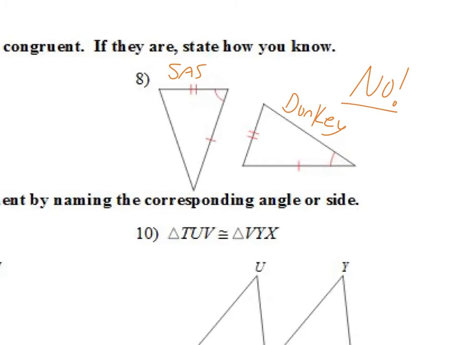Okay, and the 4 options again, just as a review, it could have been side, side, side, side, angle, side, angle, angle, side, or the new one with the right triangles, hypotenuse leg. Okay, we didn't have any of those.